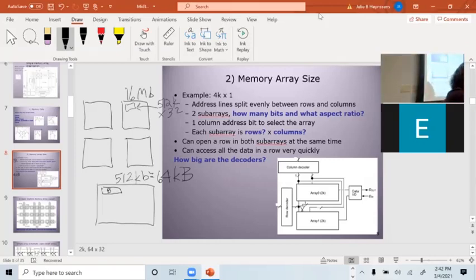64K is 16 address lines. So 64K is 2 to the 16th. Each one of these would have 8 row addresses and 8 column addresses. So if I think about this whole array, how many address lines would I need?